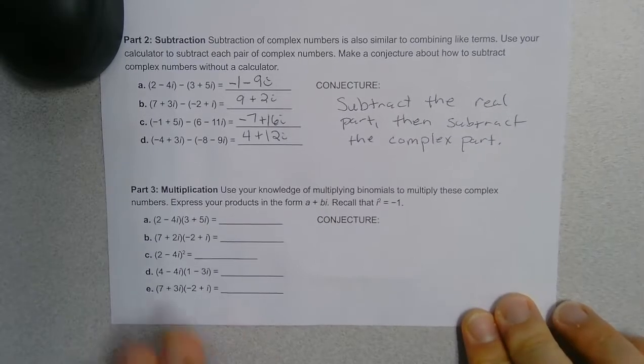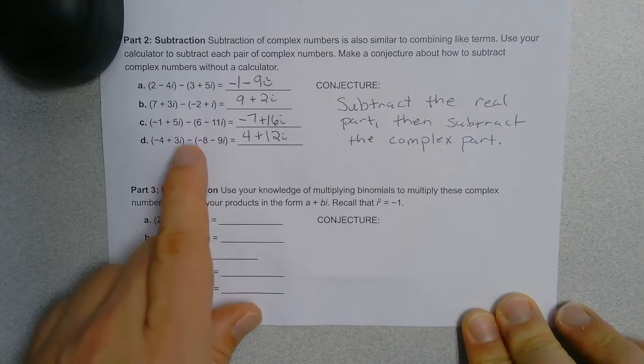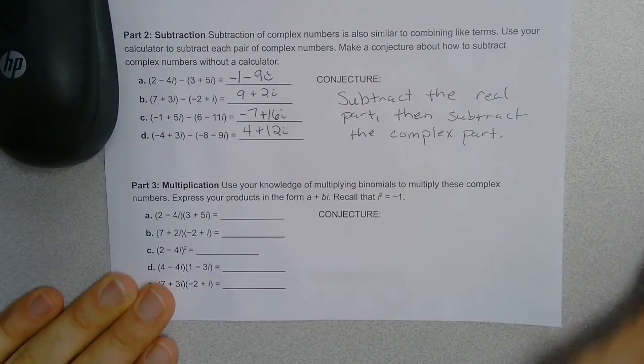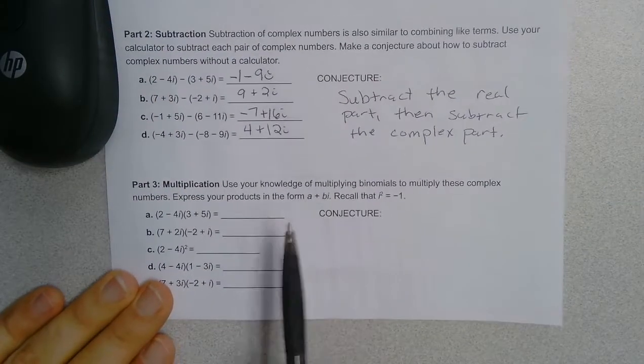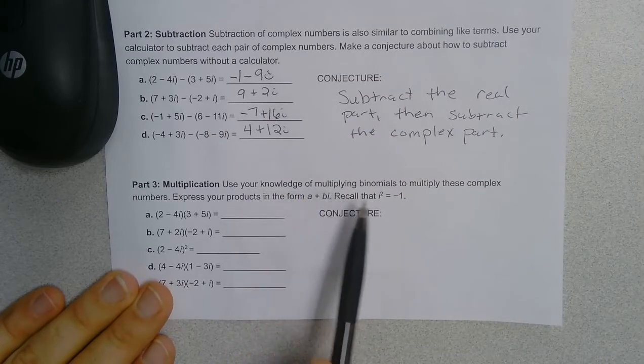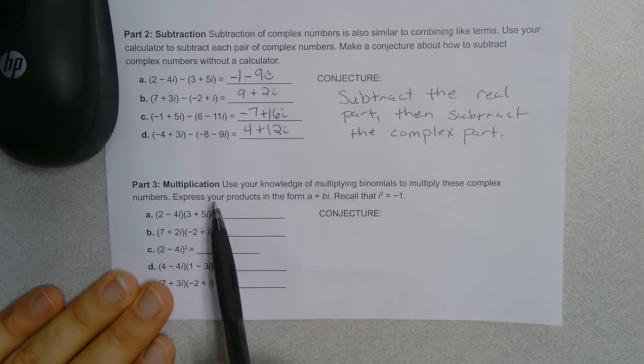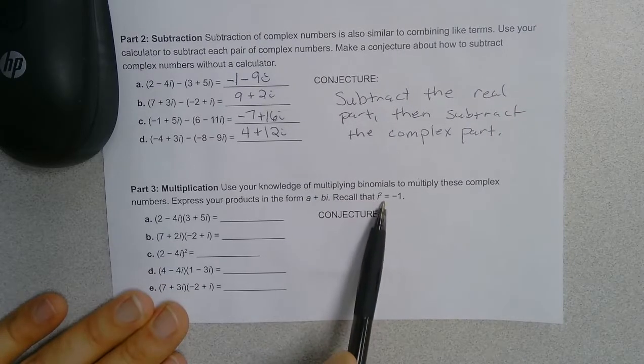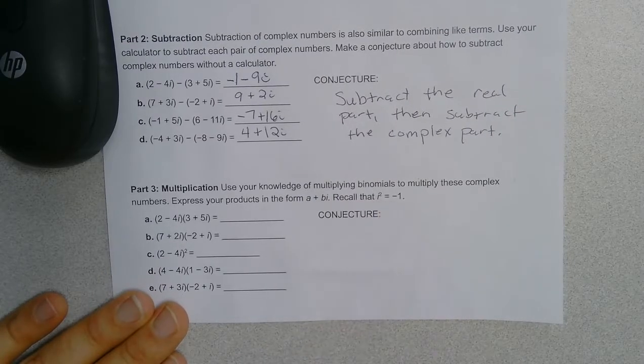So ladies and gentlemen, if you check your answers for B, C, and D, here you go. As we look at multiplication, what we're going to do is multiply binomials using the distributive property. And we're also going to remember that i squared equals negative 1.